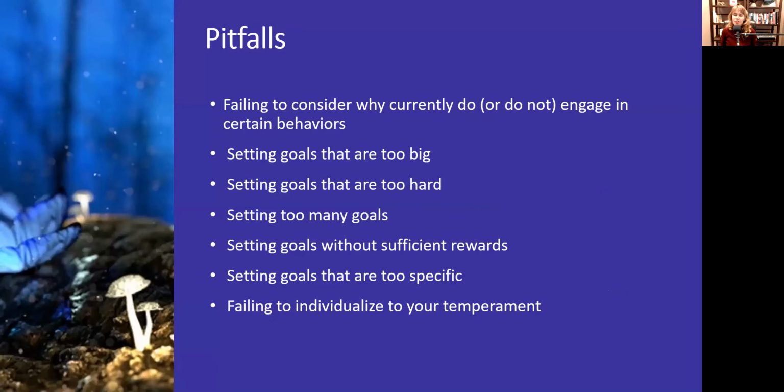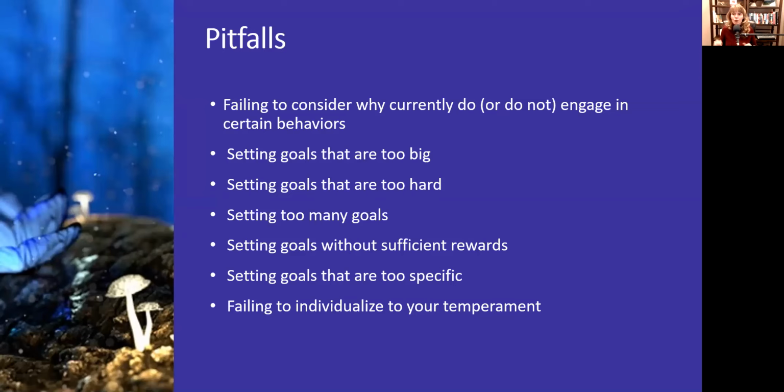Pitfalls when setting goals. Some people fail to consider why they currently do or don't engage in these current behaviors. Why is it that you don't go to meetings now? Why is it that you use now? And how can you address that issue? If you use in order to self-medicate depression, you're going to have to figure out a different way to address that depression. You may set goals that are too big, set goals that are too hard, set too many goals at once. Keep your focus.